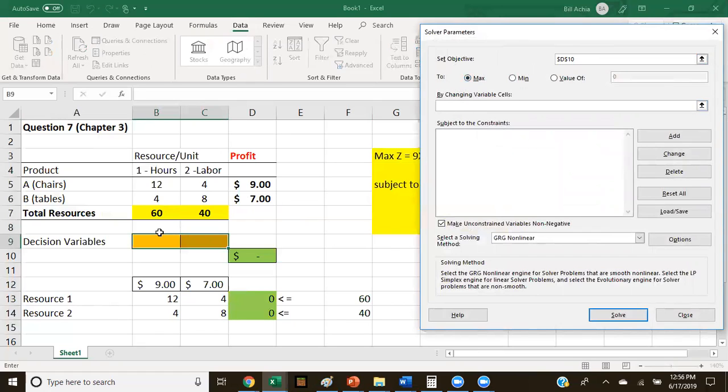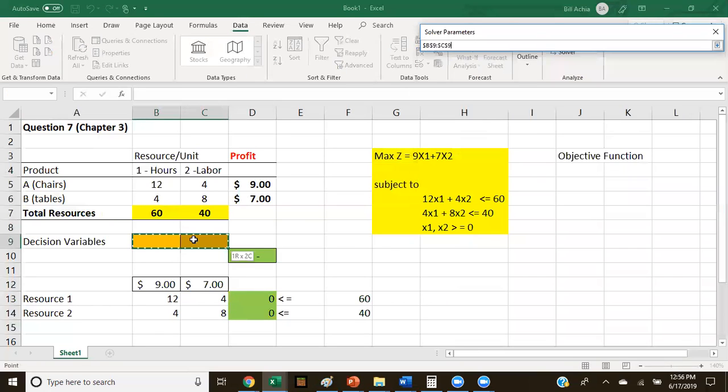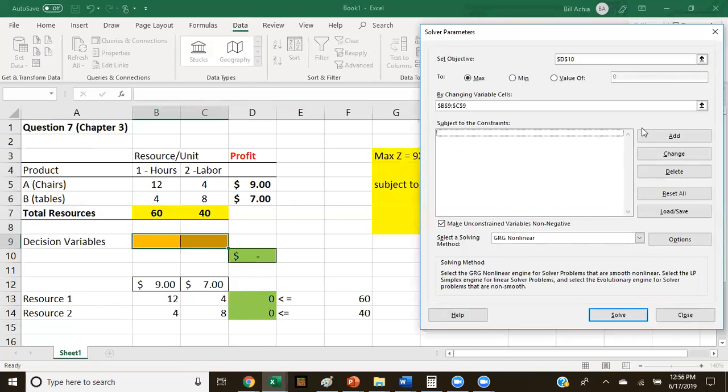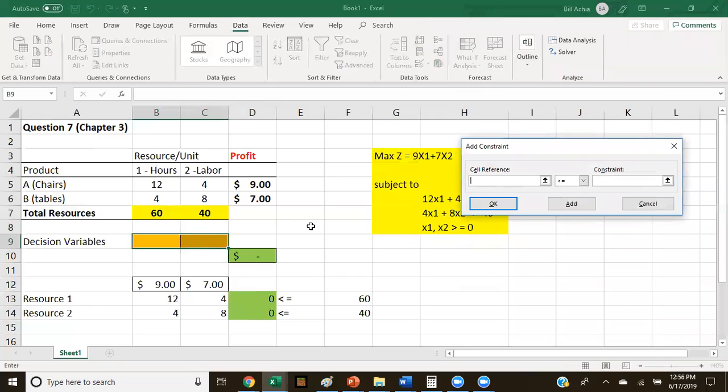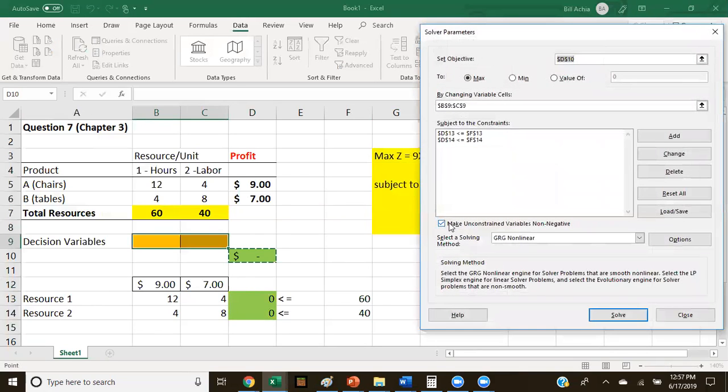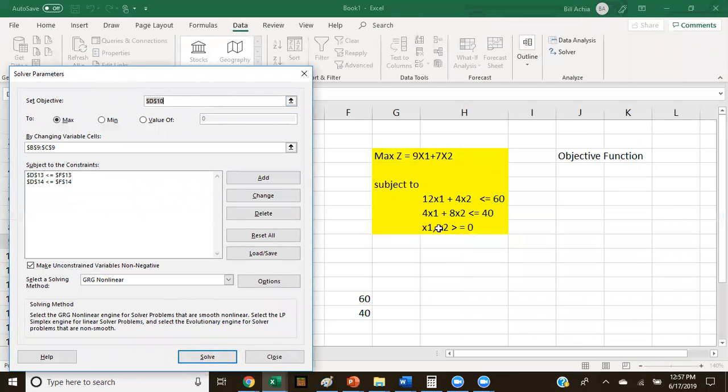By changing our variable cells, these are our decision variables. Our decision variable cells, just highlight those. And the second to last thing I do is add our constraints. So my constraints here is that the maximum amount that we're going to use of resource 1 should be less than or equals to 60. Then I'll add the maximum amount of resource 2 that we're going to use should be less than or equals to 40.